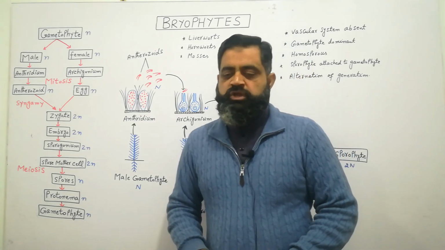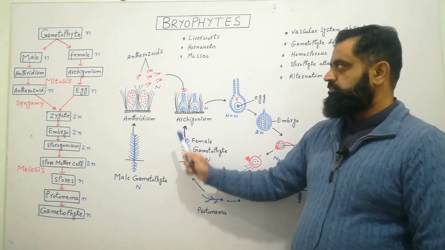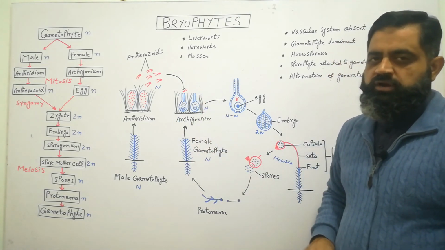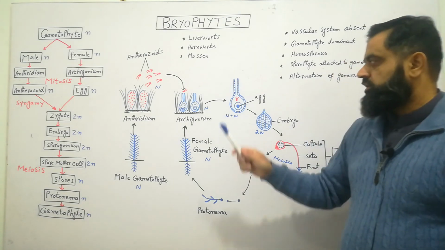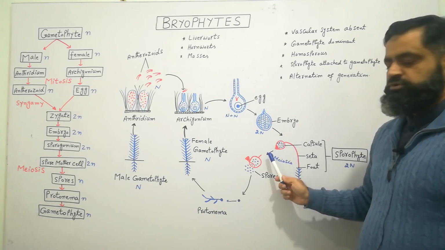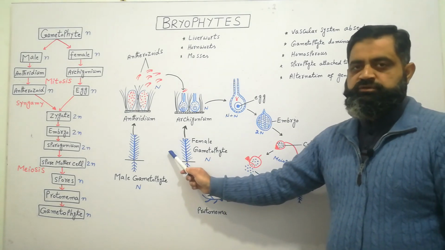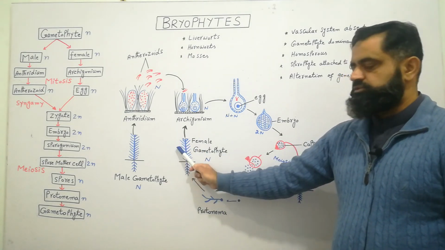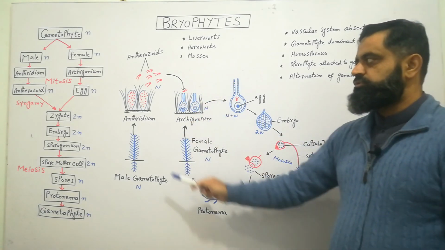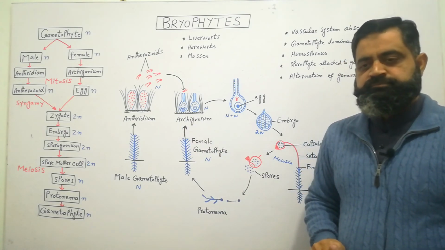gametophyte. So as you see in this life cycle, the gametophyte reproduces by mitosis and produces male and female gametes. After syngamy or fertilization, the gametes produce the sporophyte generation. The sporophyte generation by meiosis produces spores. These spores give rise to the gametophyte generation. So in this way, the gametophyte generation gives rise to the sporophyte generation, and the sporophyte generation gives rise to the gametophyte generation. This phenomenon is known as alternation of generation.